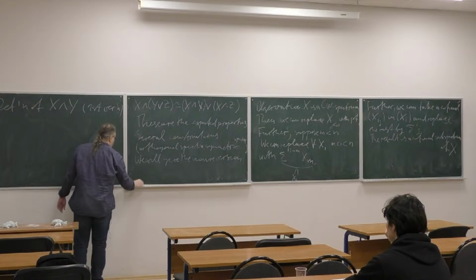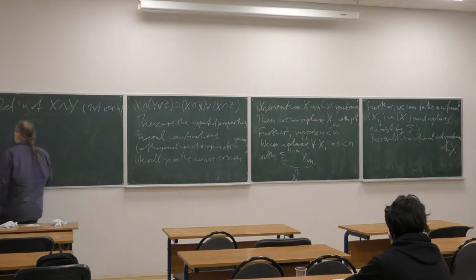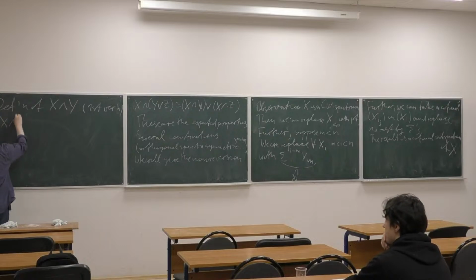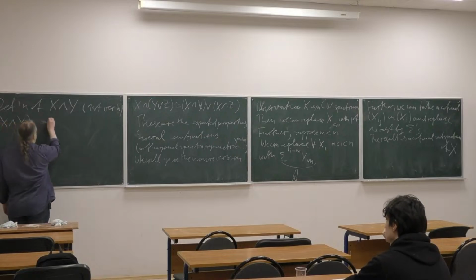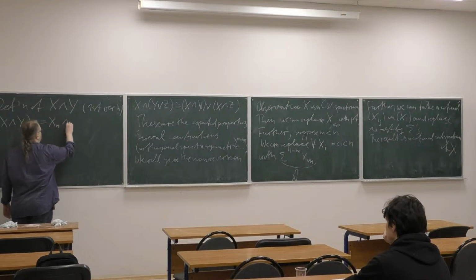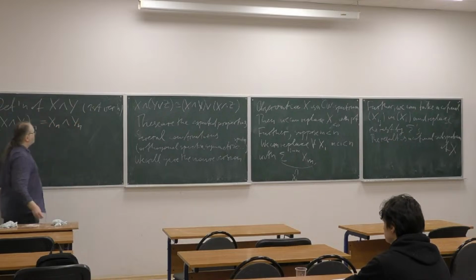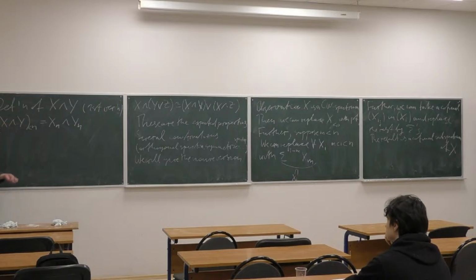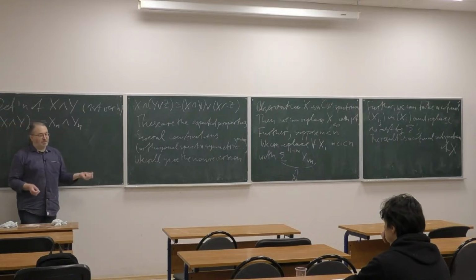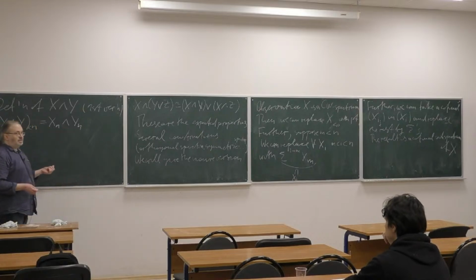So the first version. Well, I just take x smash y to 2n as a space, I just take it equal xn smash yn.